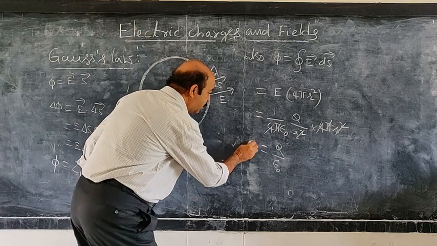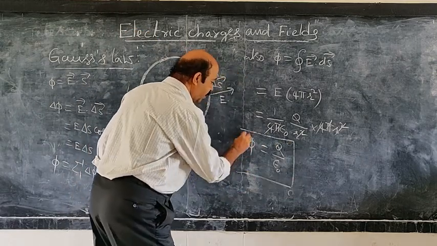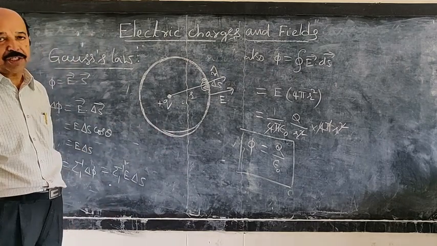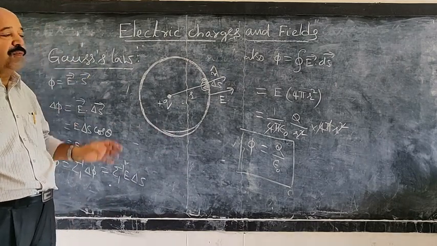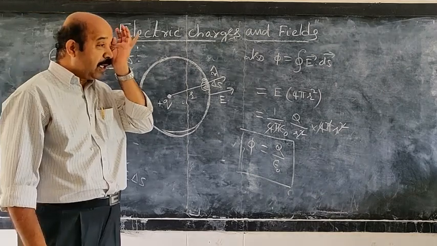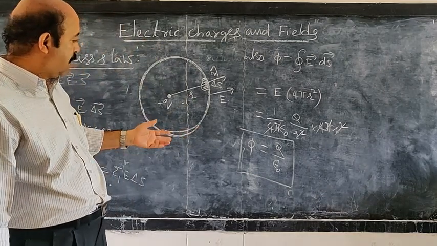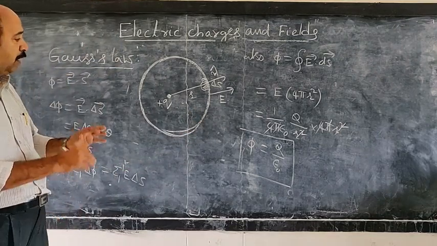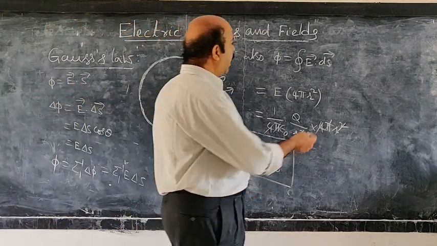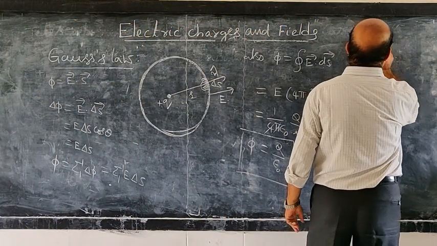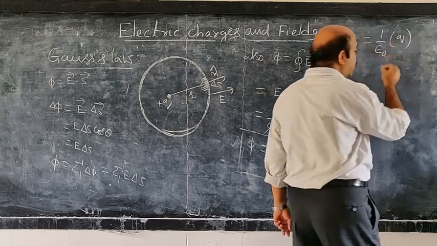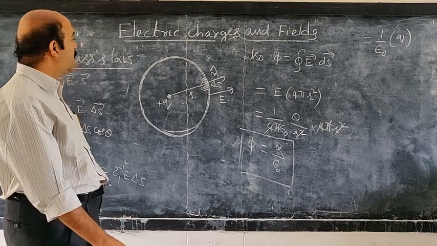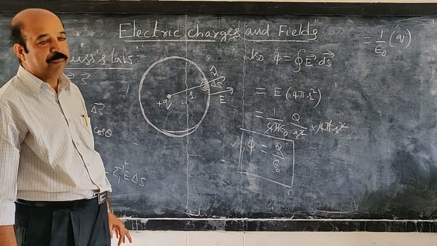So the flux through that spherical surface is 1 by epsilon naught times the charge. So this is the mathematical form of Gauss law. Without actual proof, we are saying that the total electric flux through a closed surface is given by 1 by epsilon naught times the net charge inside the closed surface. So this is actually known as Gauss's law.